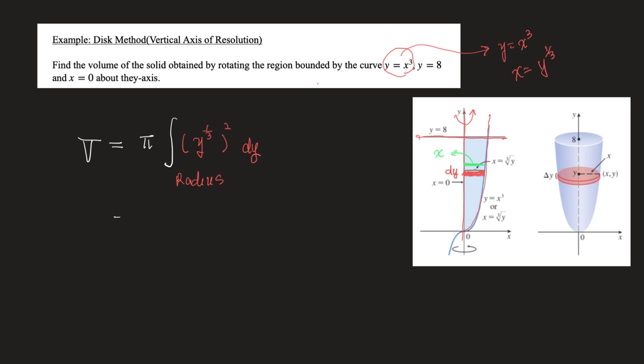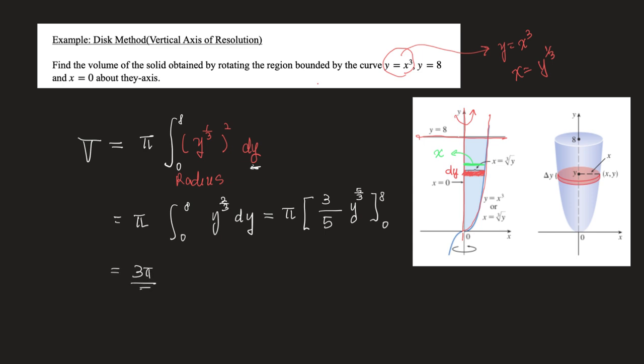So how can we solve it? Oh, I forgot the boundary. The boundary is y values 0 and 8. So pi, integral from 0 to 8 of y to the 2 over 3 dy. Let's use the power rule. Pi, 2 over 3 plus 1, that's y to the 5 over 3, over 5 over 3, which is 3 over 5. From where to where? 0 and 8. So this one is 3 pi over 5.